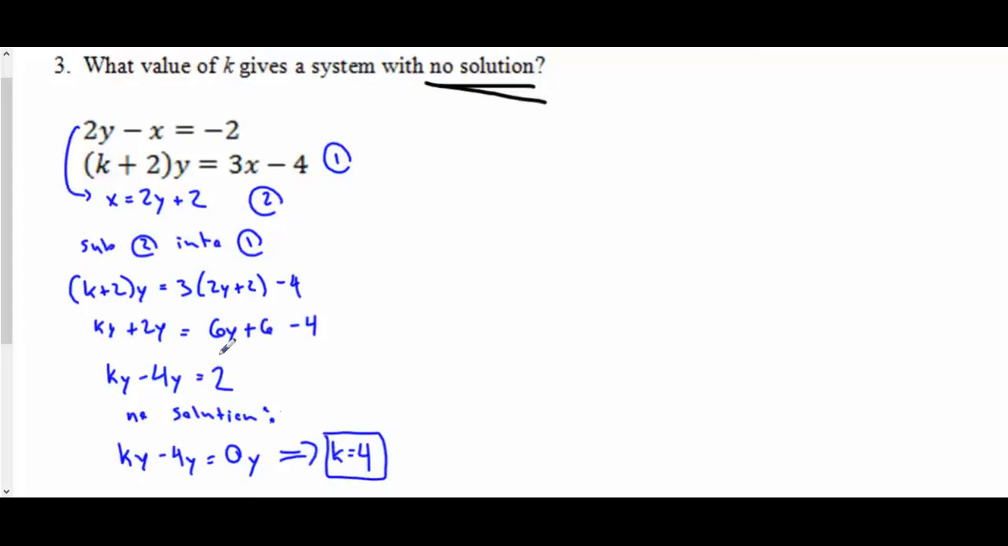Right? You can note here that there is a value on the other side of this equation of 2, which means that I'm not going to have an infinite amount of solutions. I'm going to have no solution. So k should be 4.